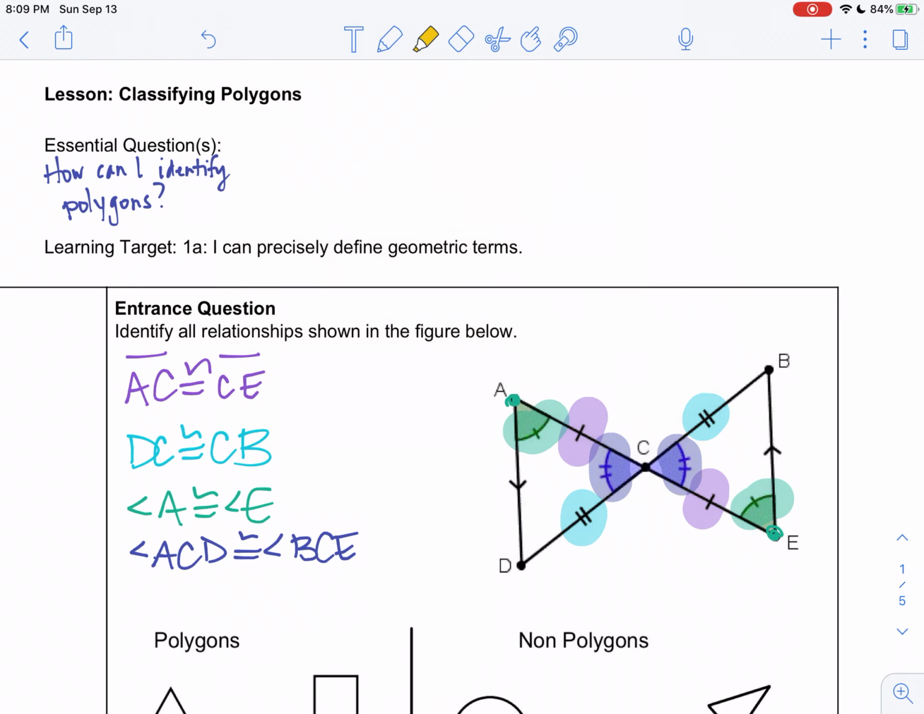Last but not least, I see these arrows hanging out. And arrows, remember, indicate parallel, so I can say that AD is parallel to BE. So those are the 5 different relationships that I can pick out in that figure based on the labelings. Okay, cruising along.